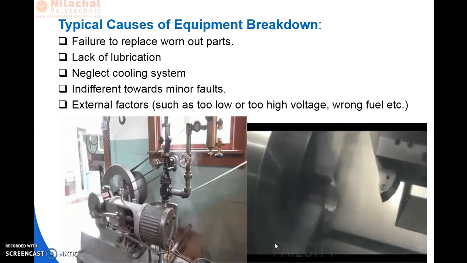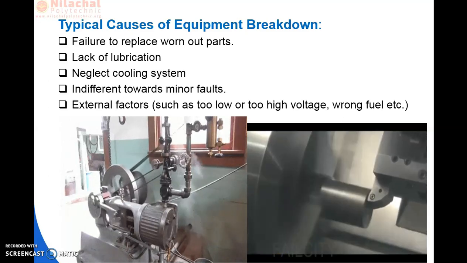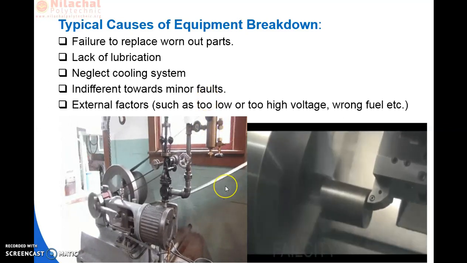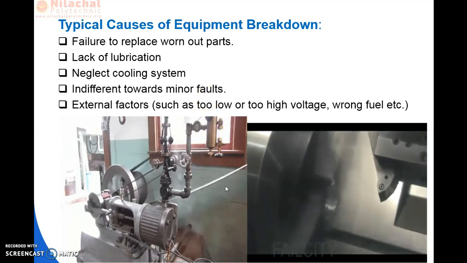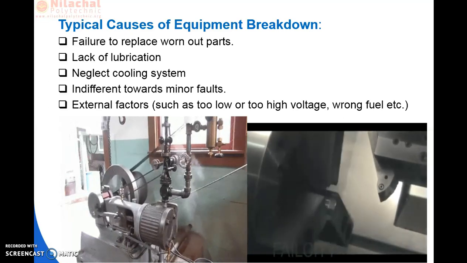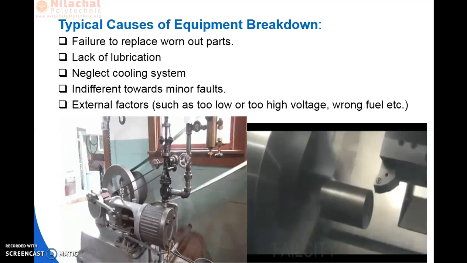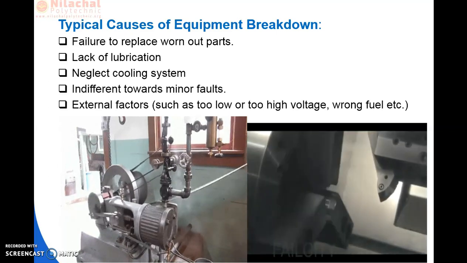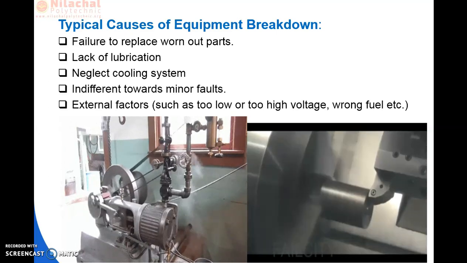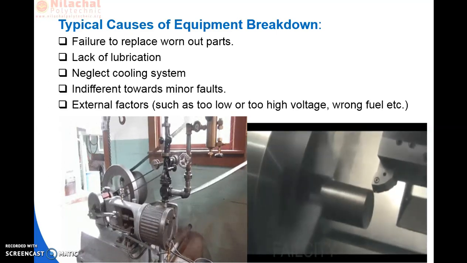Basically, there are different causes of breakdown. One is failure to replace worn-out parts, like in a pulley or the lathe back gear arrangement where gears are meshed with each other. After some days, the teeth in contact with each other may have friction and wear take place, so they should be replaced by new gear meshes.